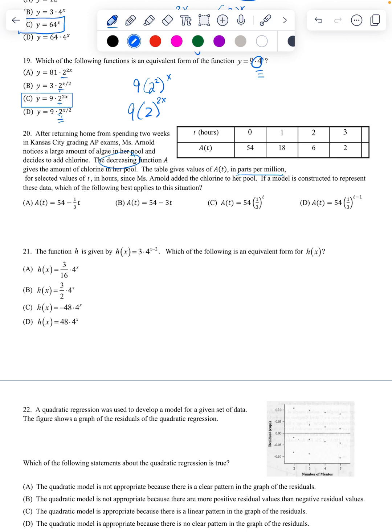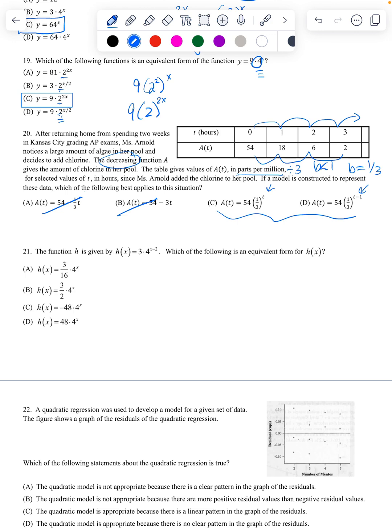So if you look, these are going down at a consistent rate. It told us it's decreasing, which is telling me that my B value is going to be less than 1, which I can see here. And if you look, these are dividing by 3, which will translate into a B value of 1/3. So these two are eliminated right away. And then the only difference between these two is the power, you guys.